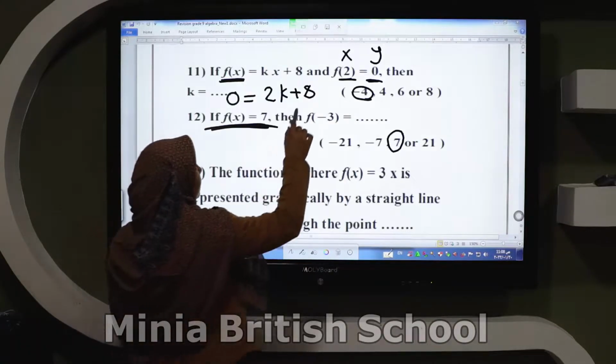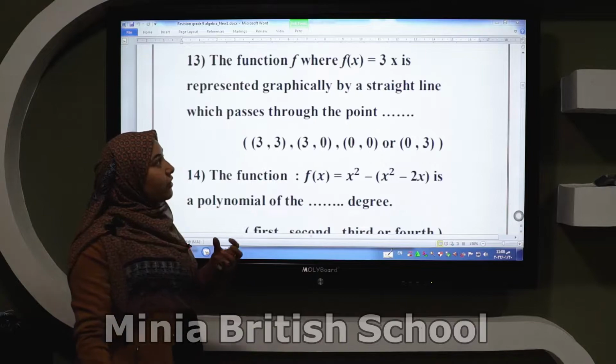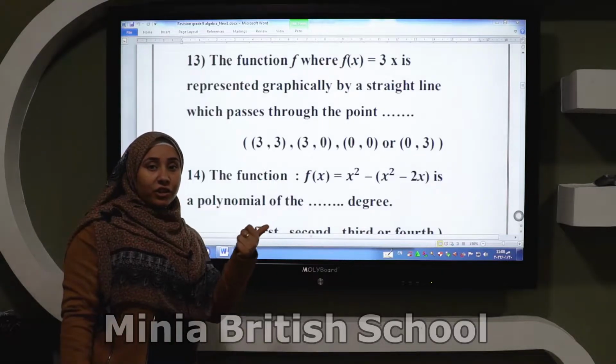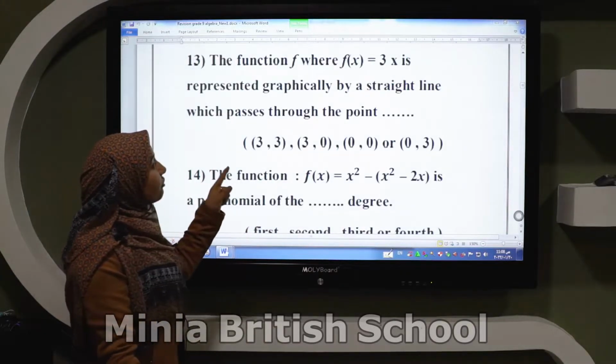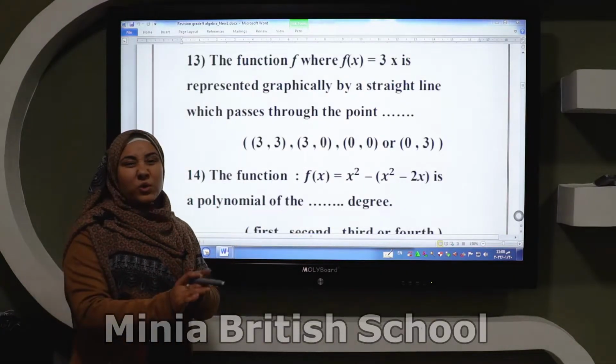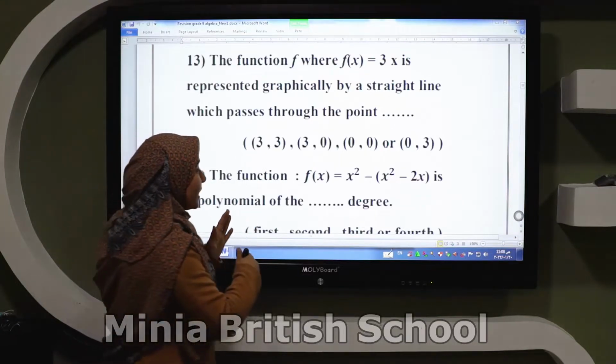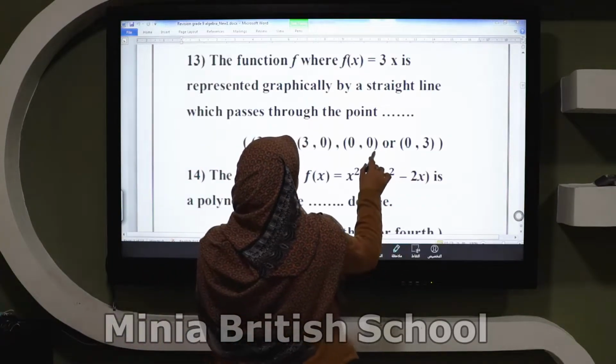Number 13, the function f where f(x) equals 3x is a linear function represented graphically by a straight line passing through the origin point, because we don't have an intercepted part from the y axis, okay?